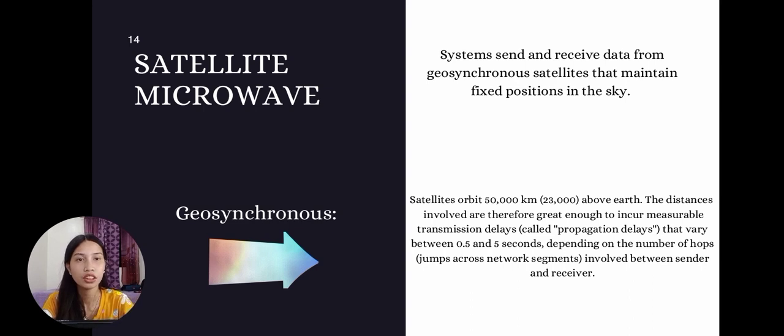So the geosynchronous satellites orbit 50,000 kilometers, or 53,000, above Earth. The distances involved are therefore great enough to incur measurable transmission delays, called propagation delays, that vary between 0.5 and 5 seconds depending on the number of hops, jumps across network segments, involved between sender and the receiver.